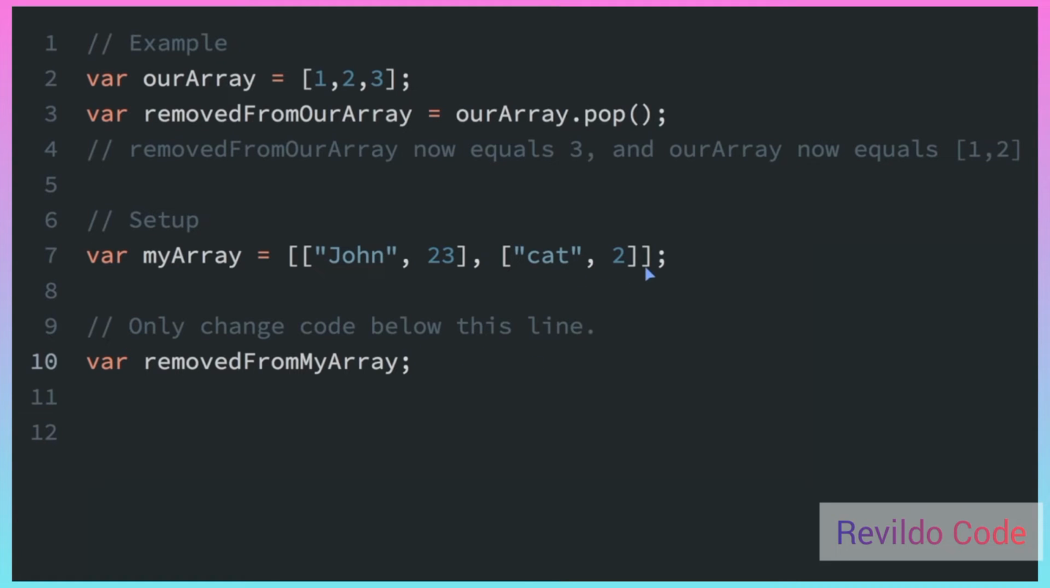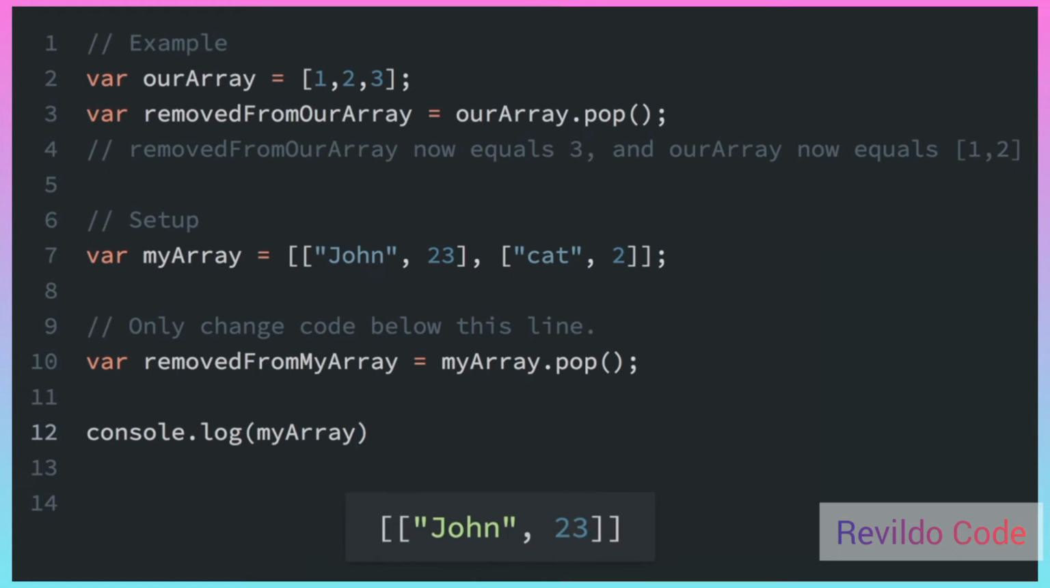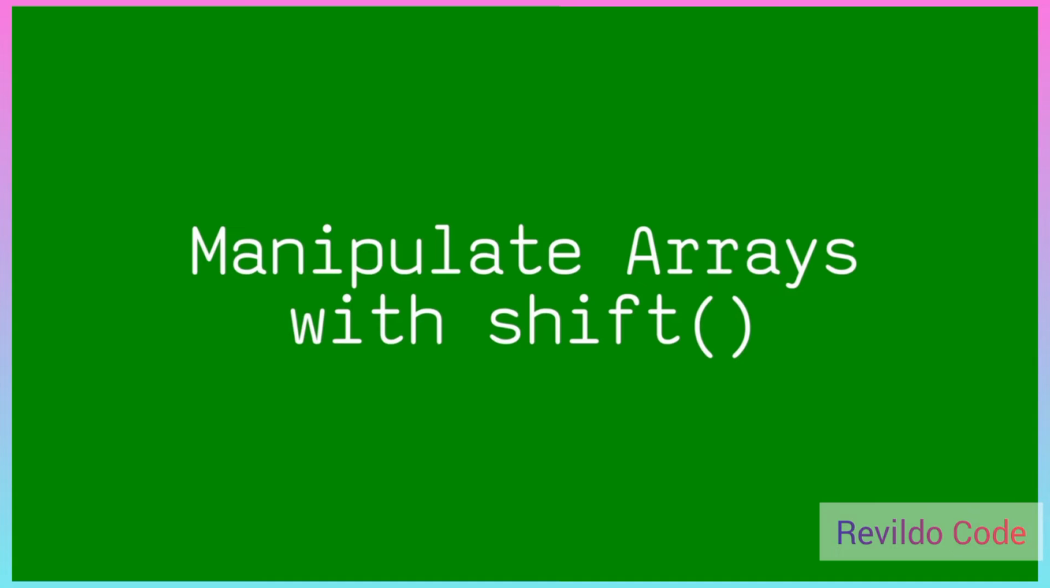So we can do the same thing here. So remove from my array equals, and I'm going to do my array dot pop. And we can see what the array is going to equal now if I just do console.log my array. And if you do this, we can see that the array only has the one item, the one array, instead of the two arrays.